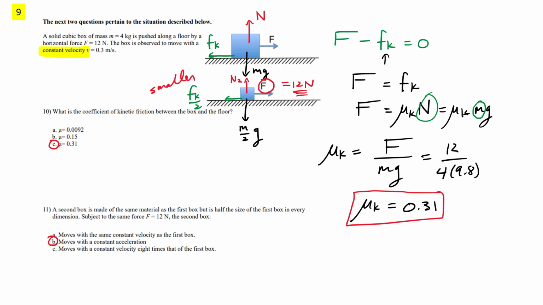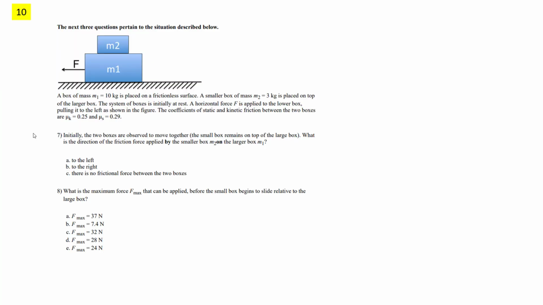Let's go to our last problem, problem 10. We have a box of mass M1 of 10 kilograms placed on a frictionless surface. A smaller box of mass M2, 3 kilograms, is placed on top of that large box. The box is initially at rest. A horizontal force, F, is applied to the lower box, pulling it to the left as shown in the figure. The coefficients of static and kinetic friction between the two boxes are 0.25 and 0.29.